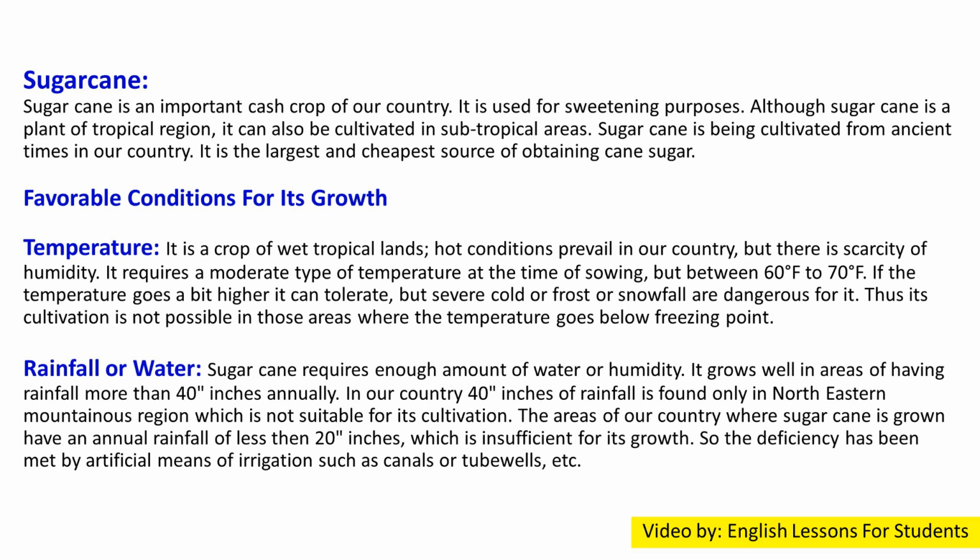Rainfall or water. Sugarcane requires an enough amount of water or humidity. It grows well in areas having rainfall of more than 40 inches annually. In our country, 40 inches of rainfall is found only in the northeastern mountainous region, which is not suitable for its cultivation. The areas of our country where sugarcane is grown have an annual rainfall of less than 20 inches, which is insufficient for its growth. So, the deficiency has been met by artificial means of irrigation such as canals or tube wells, etc.